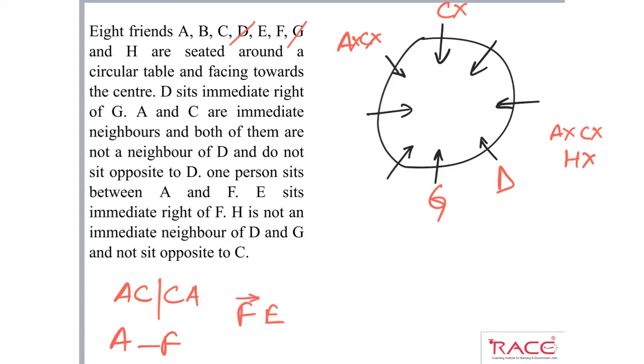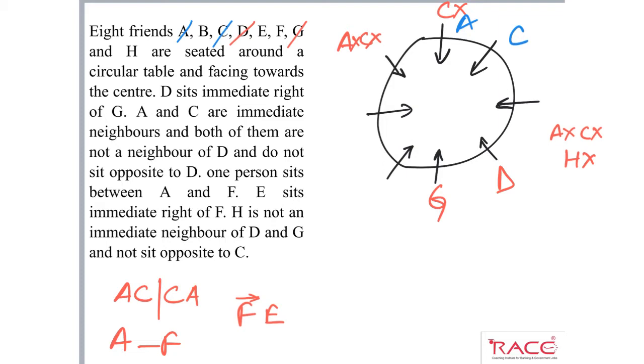So if I put C here, then A cannot be here. So A can be here. If A is here, then A and C are done. This is the first possibility. Just try with the first possibility.